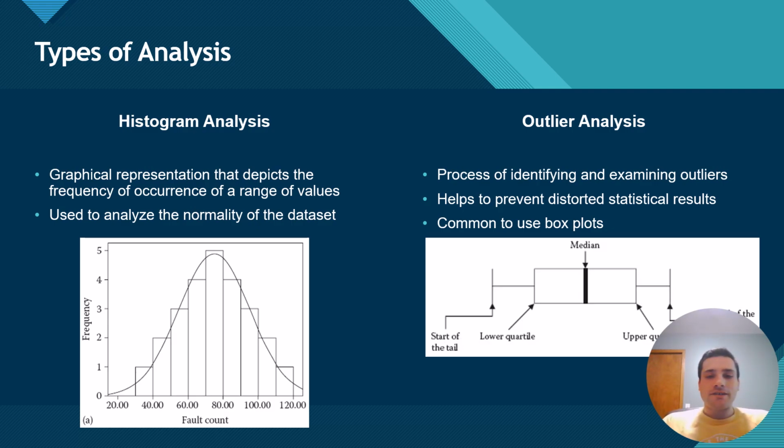On the right there is outlier analysis, which is the process of identifying and examining outliers. It's used to help us prevent distorted statistical results. A common usage of outlier analysis is developing box plots, where essentially any data point that lies outside of the start or end of the tail would be considered an outlier.